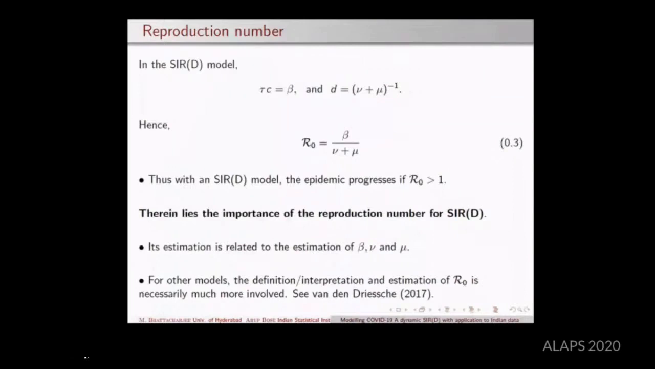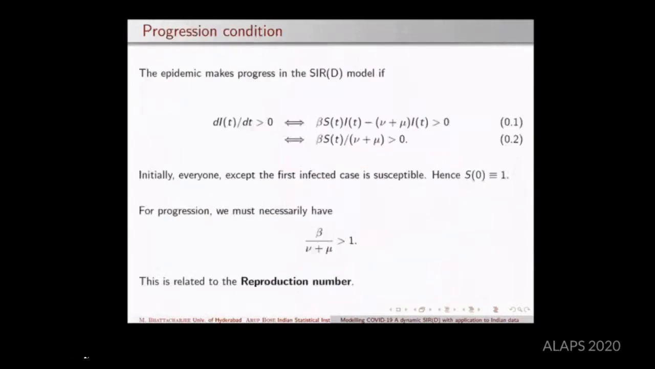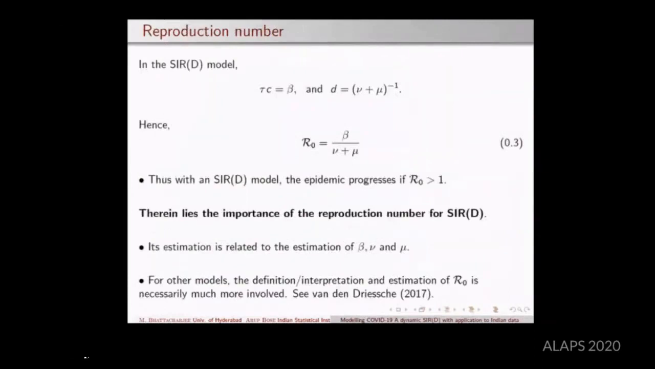So the constant that we had encountered earlier in this slide, where we say this is the condition for the epidemic to progress, that number turns out to be nothing but the reproduction number in the SIRD model. And hence this is the importance of the reproduction number, which you can see in many different public documents or discussions. Everybody talks about the reproduction number. In the SIRD model it is exactly equal to beta over nu plus mu, and hence there is always concern: if the reproduction number is greater than one, then the epidemic actually progresses, and the higher the value of R0 compared to one, the more intense the progression.